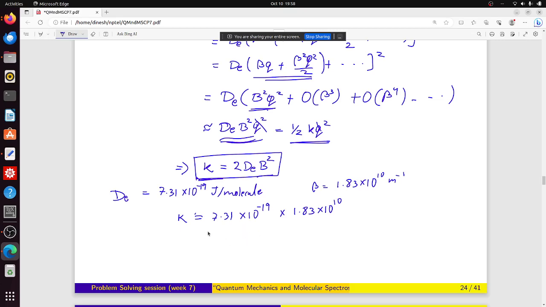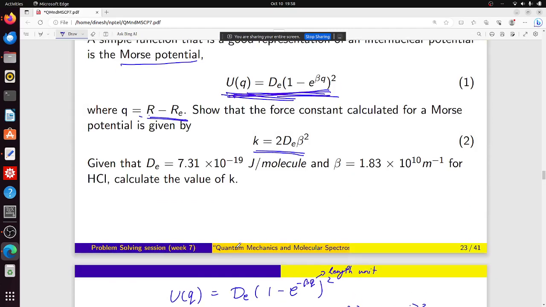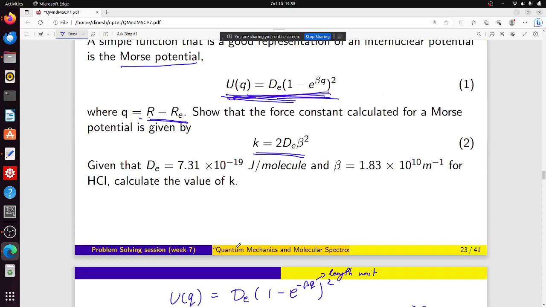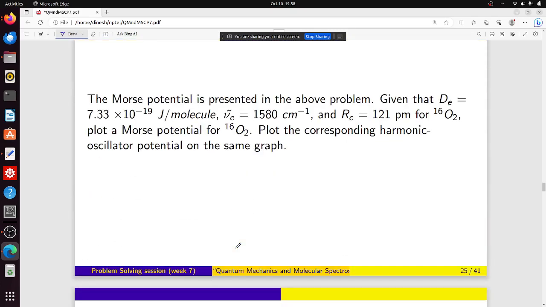Then, 2 is there, 2 times this, so this will give me 490 Newton per meter. This is the force constant. If I put all these values, I'll get the force constant value. Then moving on to the next question.